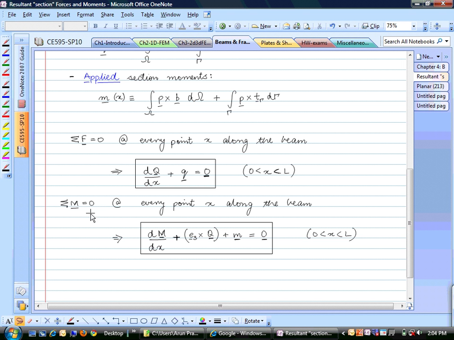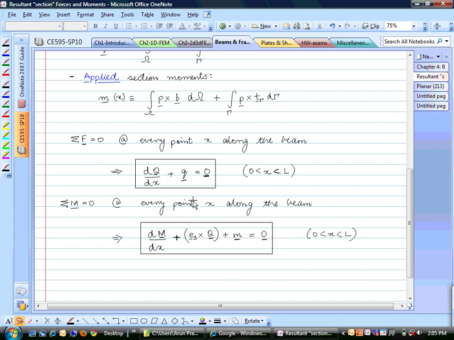But in addition, we also have sum of moments to be 0, and that leads to this equation. This is also very similar. This is the derivative of some stress measure, which is the bending moment in this case, plus the applied bending moment is equal to 0. There is this extra term that comes in because of bending and shear interaction. But essentially, this is the exact same equation. These two equations are your equilibrium equations for beams in 3 dimensions.